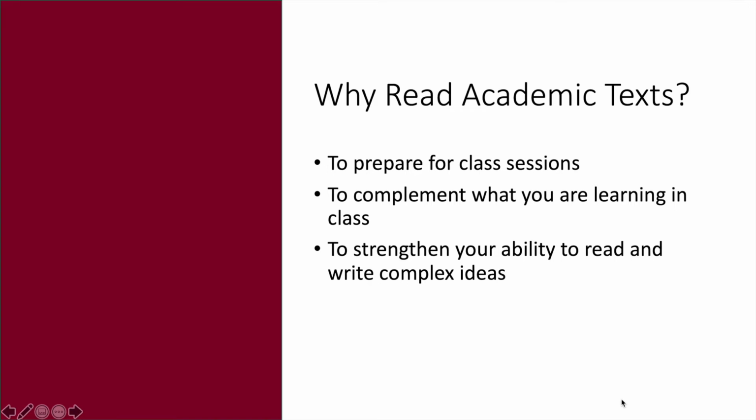The second reason is to complement what you're learning in class. Very often in a university level course, even though the class sessions are vitally important, you're not going to learn everything in class. So the reading that you're assigned outside of class is designed to complement and supplement that learning and to build your overall knowledge base. A third reason for reading academic texts is to strengthen your ability to read and write complex ideas. Even though academic reading can be challenging, the more you read these types of texts, the more easily and fluently you will be able to read them, and this knowledge is going to build into your writing ability as well, as you're able to construct more complex academic writing.